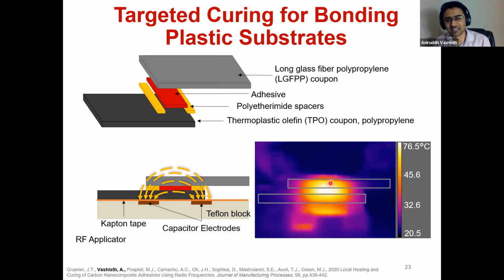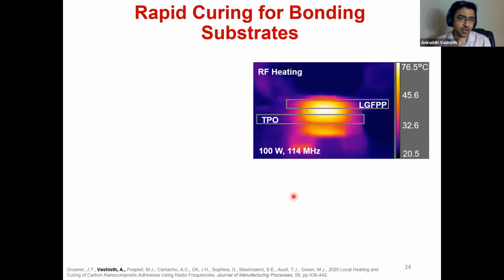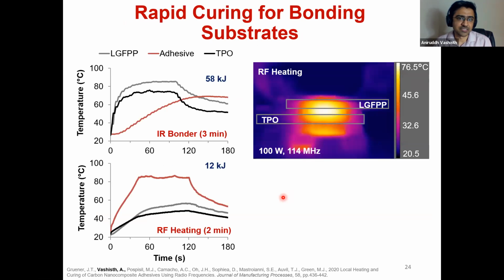And this is basically what we see in the thermal camera, that we were able to heat just the adhesive and not heat the plastic coupons at top and bottom. Of course, since the adhesive heats up, there's heat transfer, and your plastic coupons also end up getting heated as well. So let's compare the 2 technologies, the IR bonder heating and the RF heating.